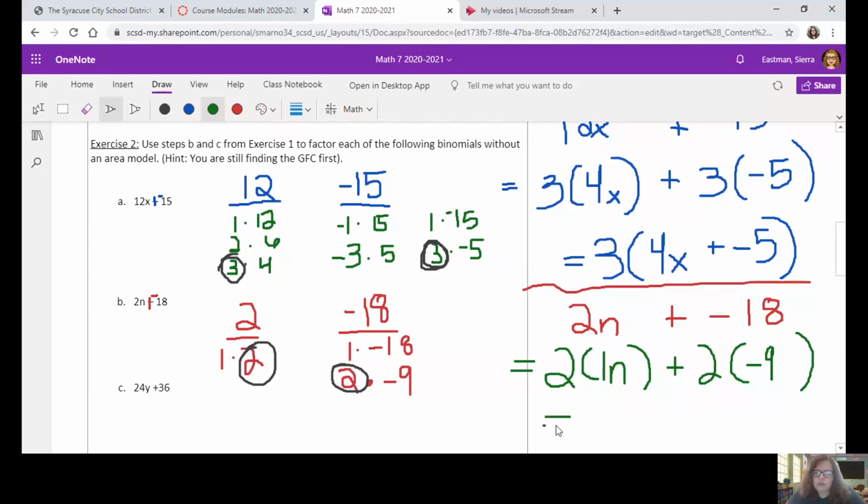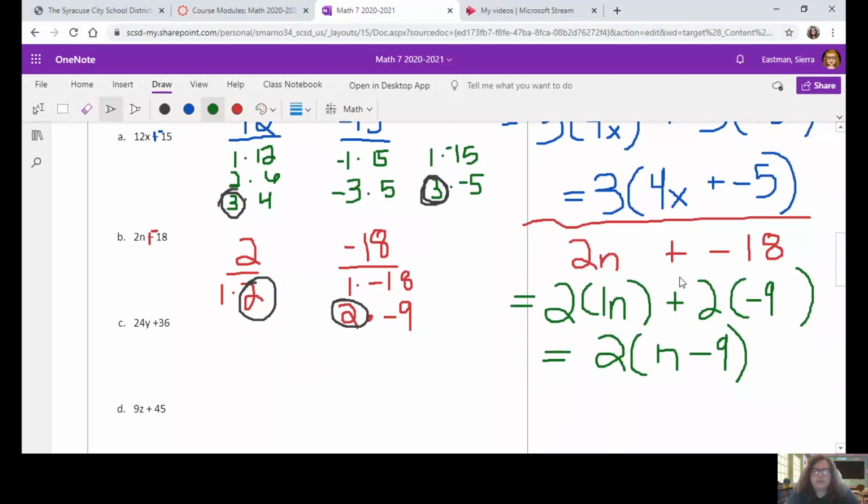And if I rewrite it one more time using step C, my 2's are the same, that's my GCF, and my n plus a negative 9, or n minus 9, they're going to be the same thing, would go there. Now I have my product of a GCF and a new binomial.